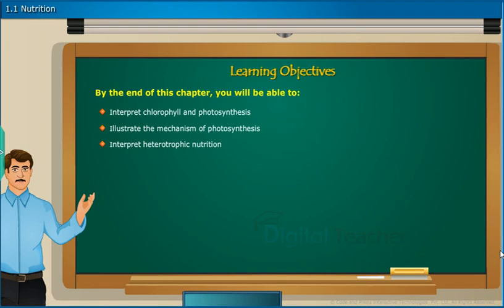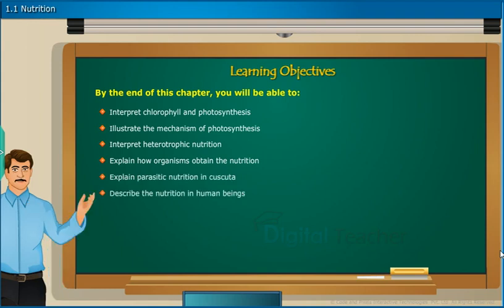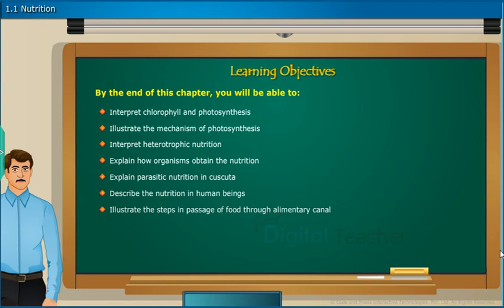Interpret heterotrophic nutrition. Explain how organisms obtain the nutrition. Explain parasitic nutrition in Cuscuta. Describe the nutrition in human beings. Illustrate the steps in passage of food through alimentary canal. Sketch the flowchart of human digestive system.